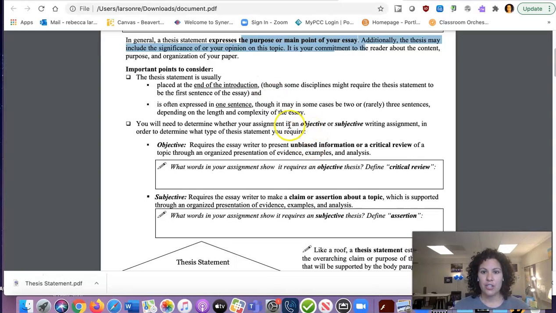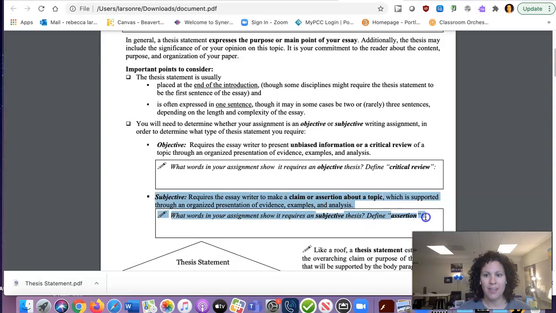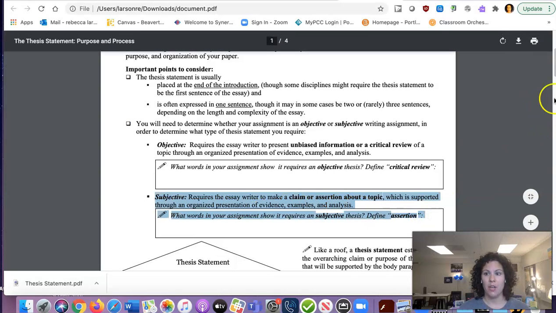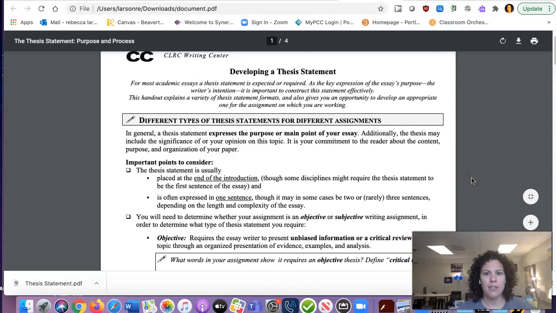You also need to determine whether your assignment is objective or subjective. Ours is subjective. I am asking you to bring in different types of evidence. This isn't a purely research essay where you're just regurgitating information you found on the internet. For this, you are talking about your experiences, your observations, and how they intersect with the research that you've done. Subjective requires the essay writer to make a claim or assertion about a topic, which is supported through an organized presentation of evidence, samples, and analysis.